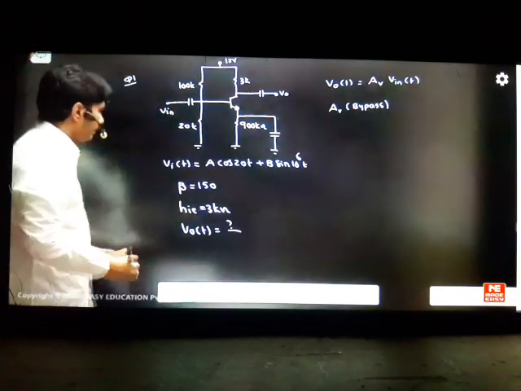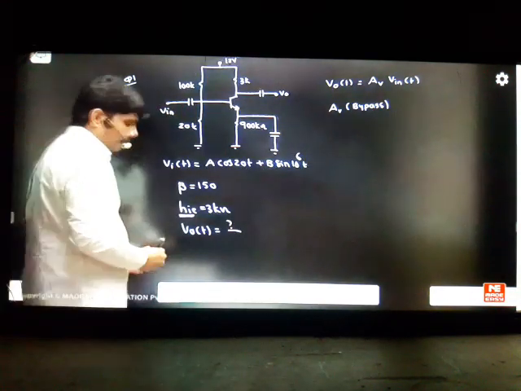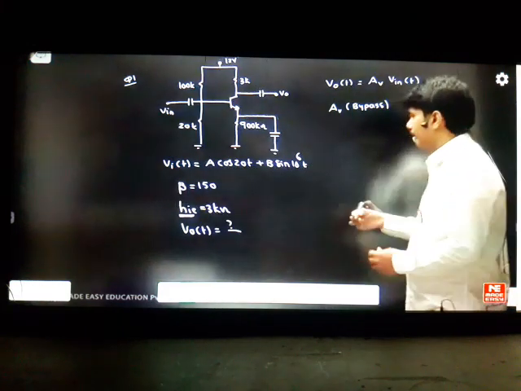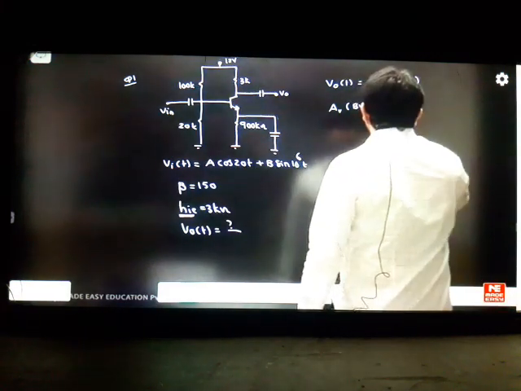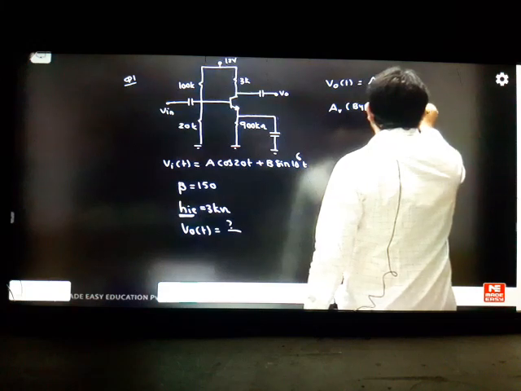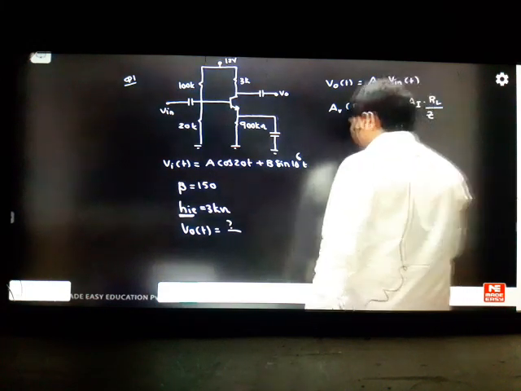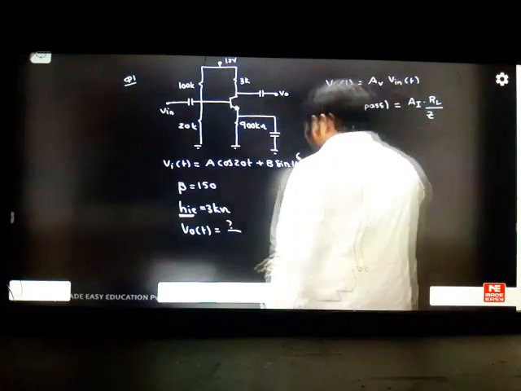Have you observed, HIE is given in the problem. That means he is intentionally asking you to do this problem in H parameters. Whenever they give HIE, go for H parameters. What is the formula for bypass? Actually it is the current gain into load resistance divided by your input impedance. This is the formula we have.